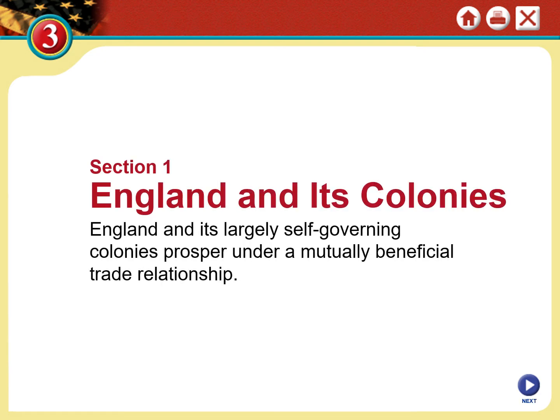All right, so today we'll be talking about Chapter 3, Section 1, and this is titled England and its Colonies. You see, England and its largely self-governing colonies did well together under an agreement that was beneficial for both parties. And this was a trade relationship.